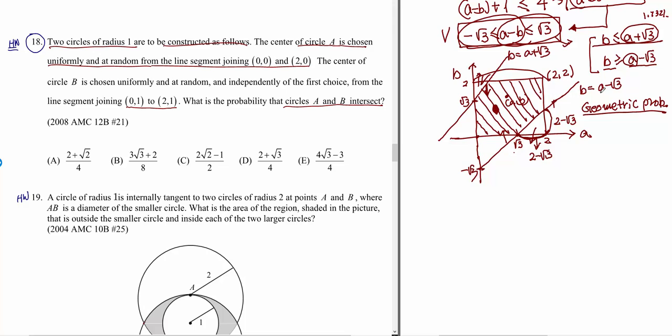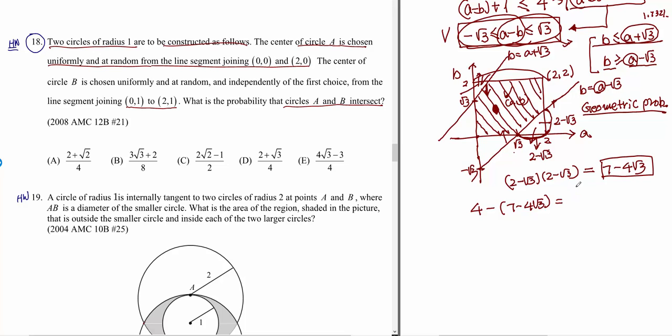Alright, slope is 1, right? Now let's find the area of this one again. 2 minus square root 3 times 2 minus square root 3, divided by 2, times 2, right? That's the area of these two triangles. How much is this one? 7 minus 4 square root 3, since square root 3 squared is 3. That's the area of these two triangles. Now let's find this area. This area is 4 minus (7 minus 4 square root 3). How much is this one?